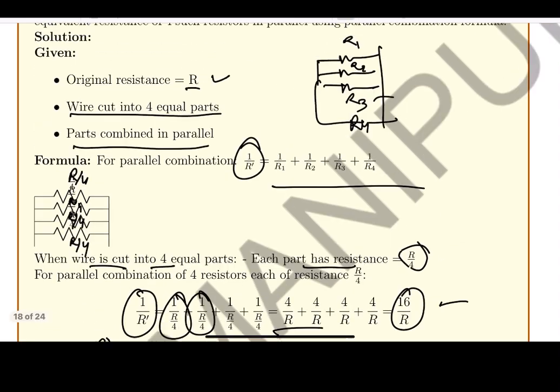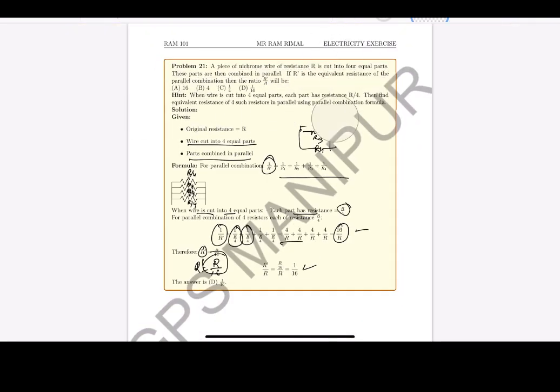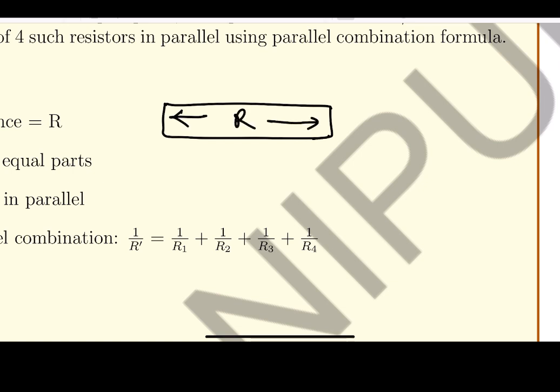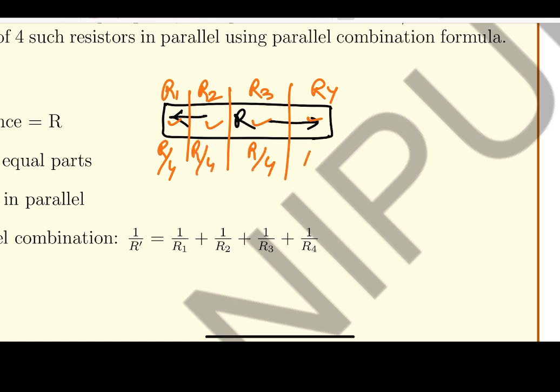So basically what we do in this question is, you may find it like, oh sir, you are just explaining what is written. So what is actually happening is, you have a wire. Let's say this is a wire. In the beginning it is having R. Now I cut this into 4 parts: 1 part, 2 part, 3 part, 4 part. This is R1, this is R2, this is R3, this is R4. Each will be R divided by 4.